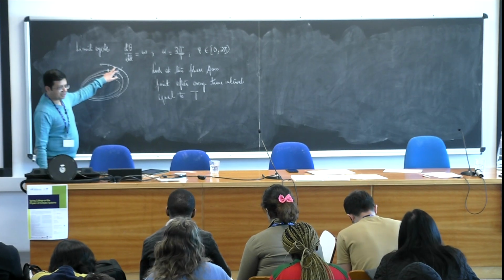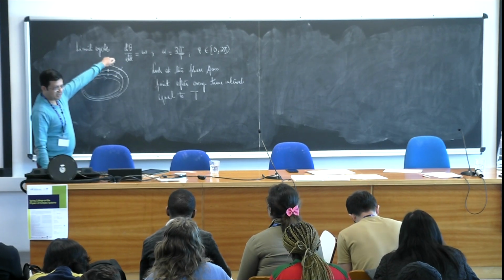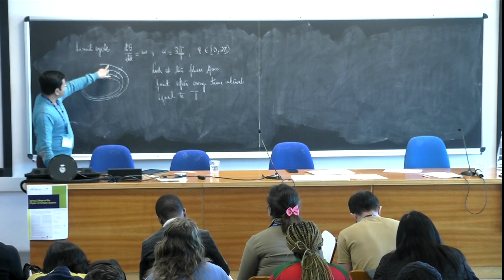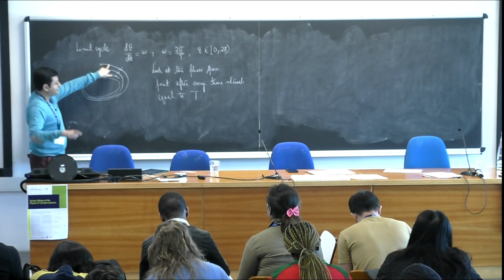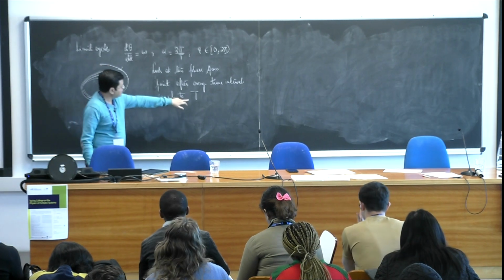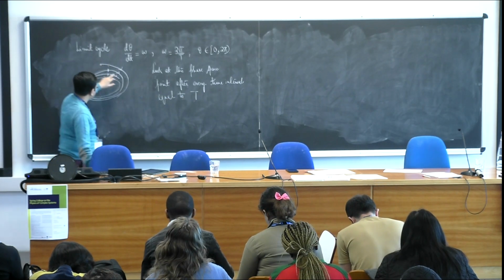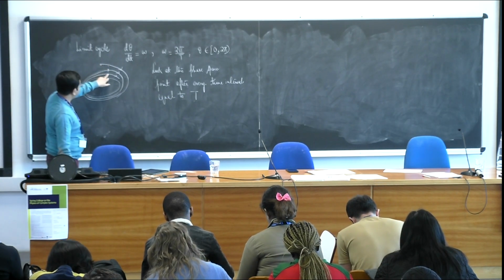Do you see the construction? Is it okay, the construction? So what I do is that I locate a point and I see where the point goes after time has passed by an amount equal to t. So this point now comes here and comes here and so on.